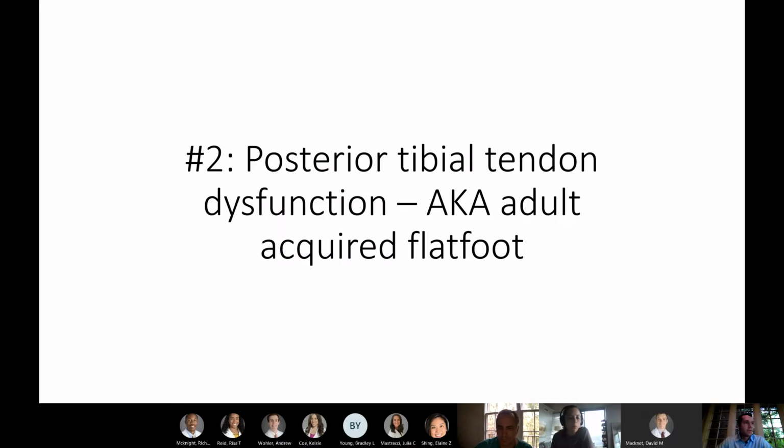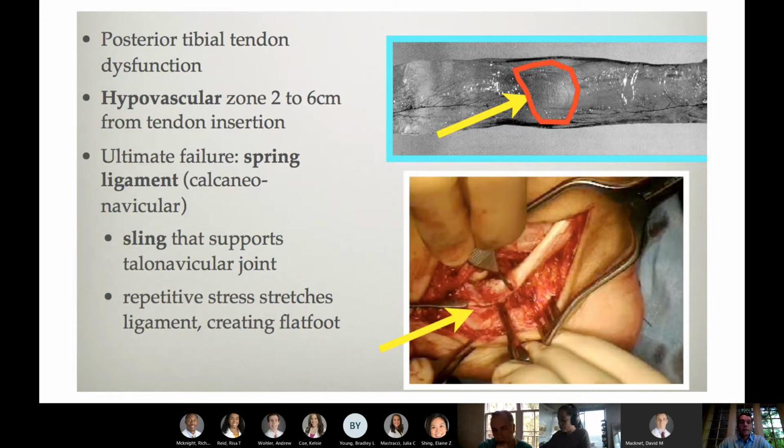Clear as mud. So we'll talk about posterior tendon dysfunction. We also call this adult acquired flatfoot deformity. A little bit about the tendon itself. It doesn't have great blood supply from 2 to 6 centimeters away from its insertion. So similar to the Achilles mid-substance, it doesn't have great blood flow. Same with this tendon. This just happens to be the area where it takes a turn within its groove behind the medial malleolus.